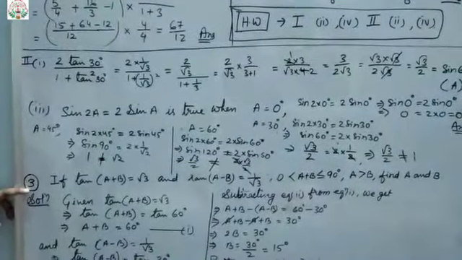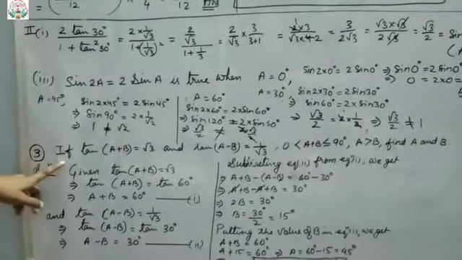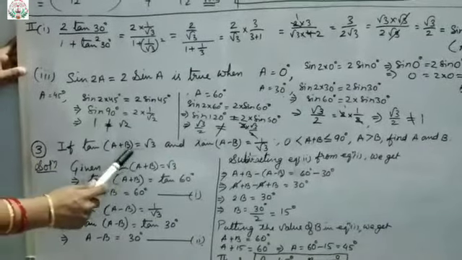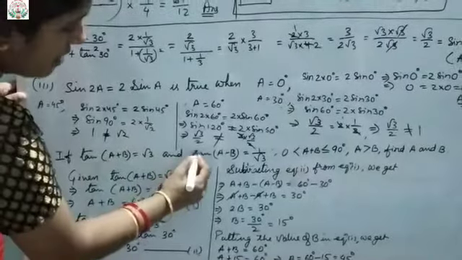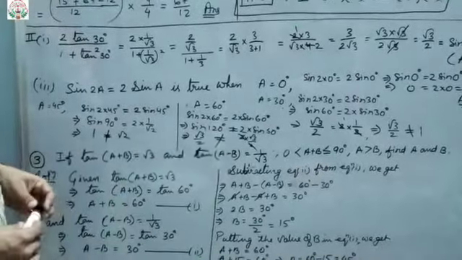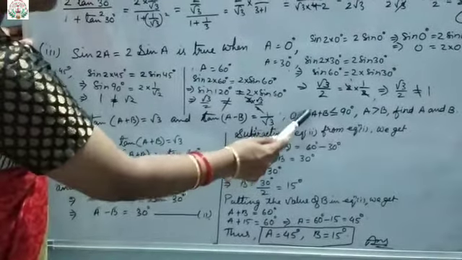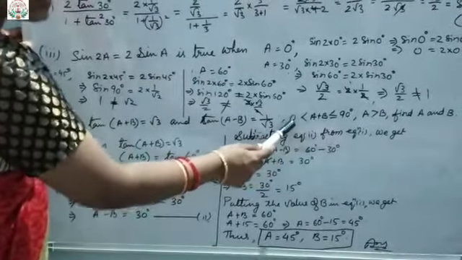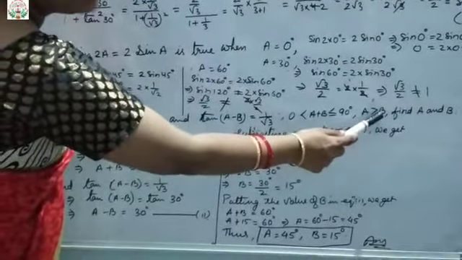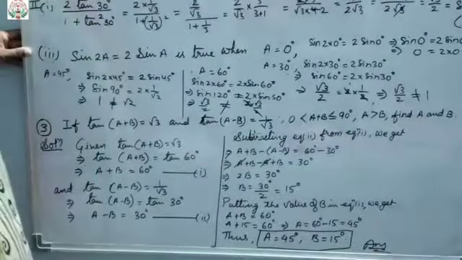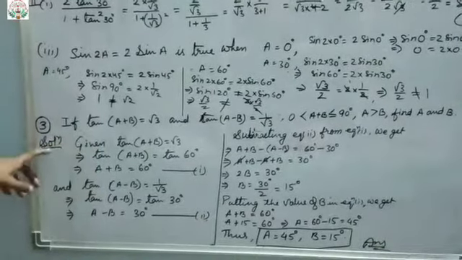Now come to the third question. What is the third question? Exercise 8.2. Third question is, if tan(a plus b) equals to root 3 and tan(a minus b) equals to 1 upon root 3, where a plus b is greater than 0 and less than or equal to 90, and a is greater than b, then find the value of a and b. Okay, this is there in the book. It is a question. Now solution.